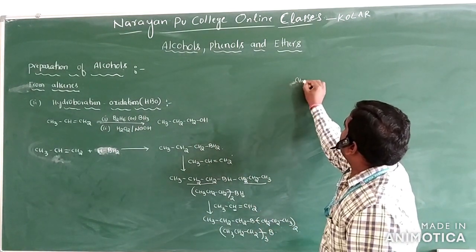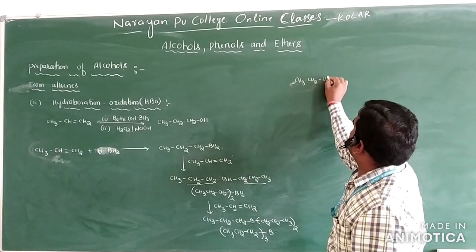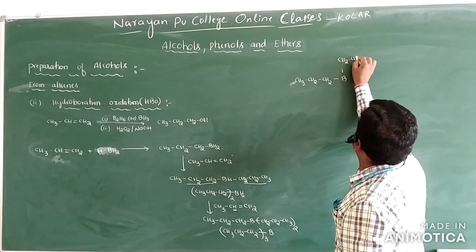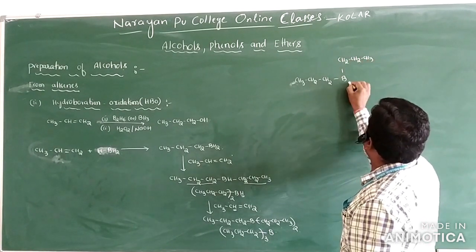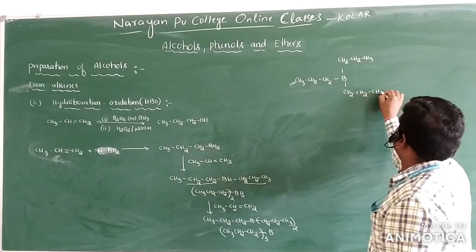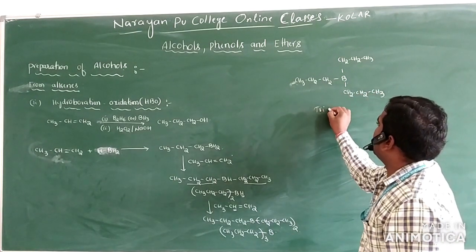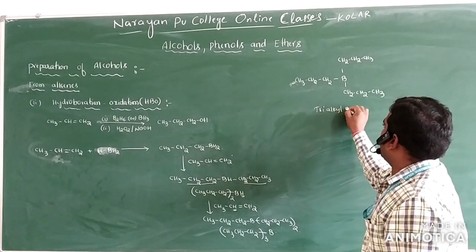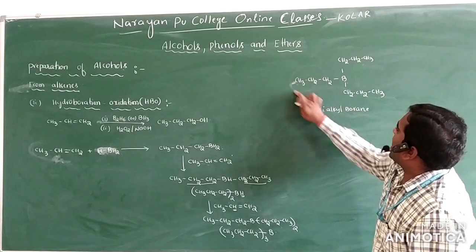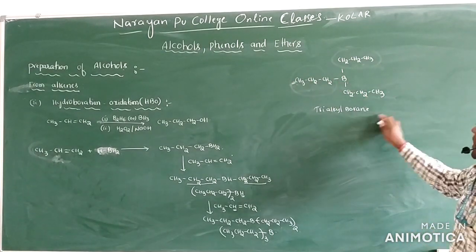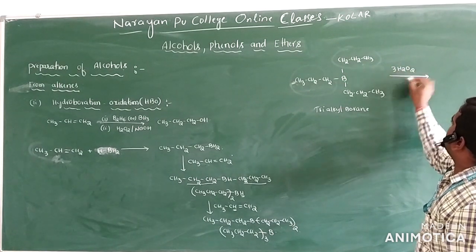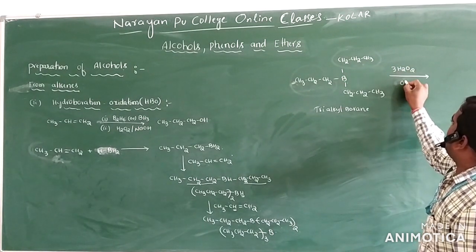In the trialkyl boron, I will write the boron with CH2, CH2, CH3, and another one here CH2, CH2, CH3, and a third. This we will call a trialkyl boron. I mention these groups as alkyl groups. Now we have to add 3 moles of hydrogen peroxide in the presence of a basic medium.